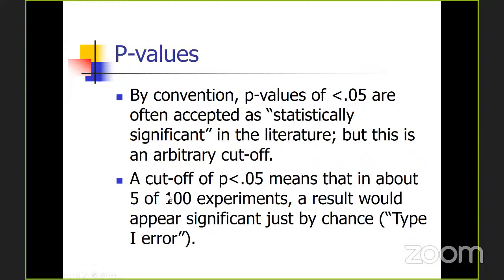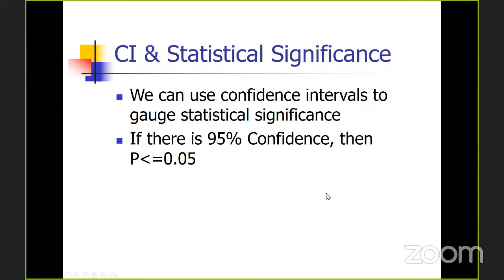As I was saying, when you have a p-value of 0.05, it means 5 out of 100 experiments will actually get an incorrect result, and that's called a type 1 error. And if p is less than 0.01, it means that 1 in 100 experiments, you get the wrong result. So we can use the confidence intervals to gauge statistical significance, which is just the same thing we've been saying all along. So 95% confidence means that p is less than or equal to 0.05.